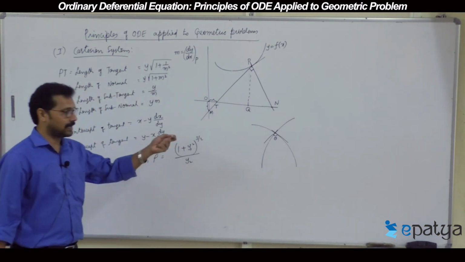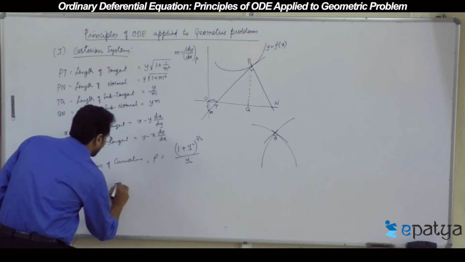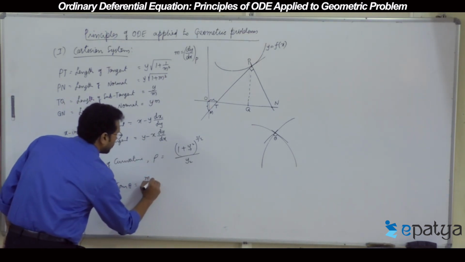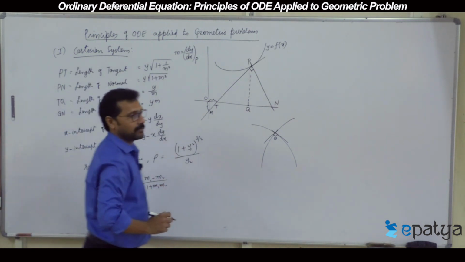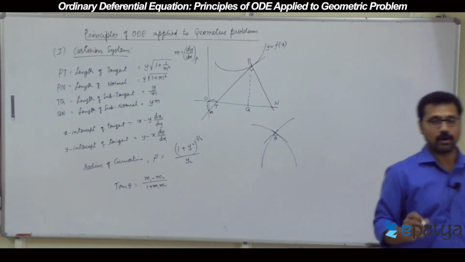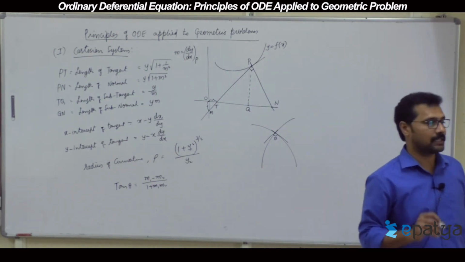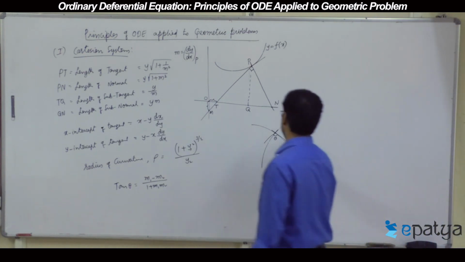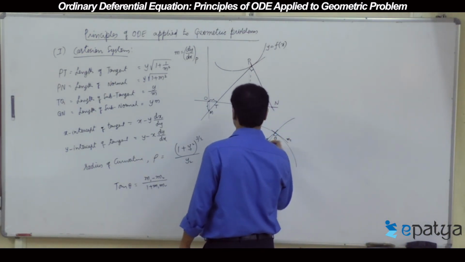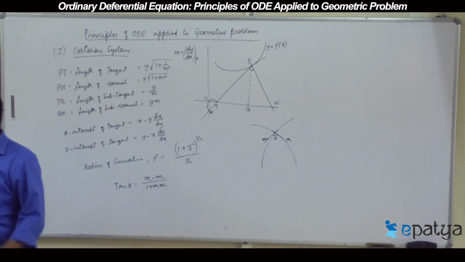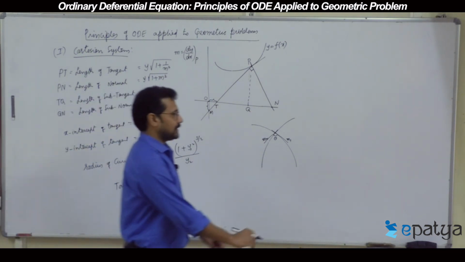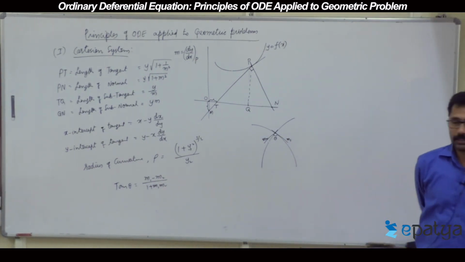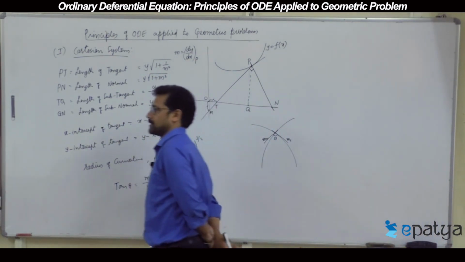So theta can be an acute angle less than 90 degrees or an obtuse angle which is greater than 90 degrees. So that theta is always given by tan theta equal to m1 minus m2 by 1 plus m1 m2, where m1 and m2 are slopes of those two tangent lines at the point of intersection. So if this is M1, this is my M2. Angle theta between the curves at the point of intersection is given by tan theta equal to M1 minus M2 by 1 plus M1 M2.